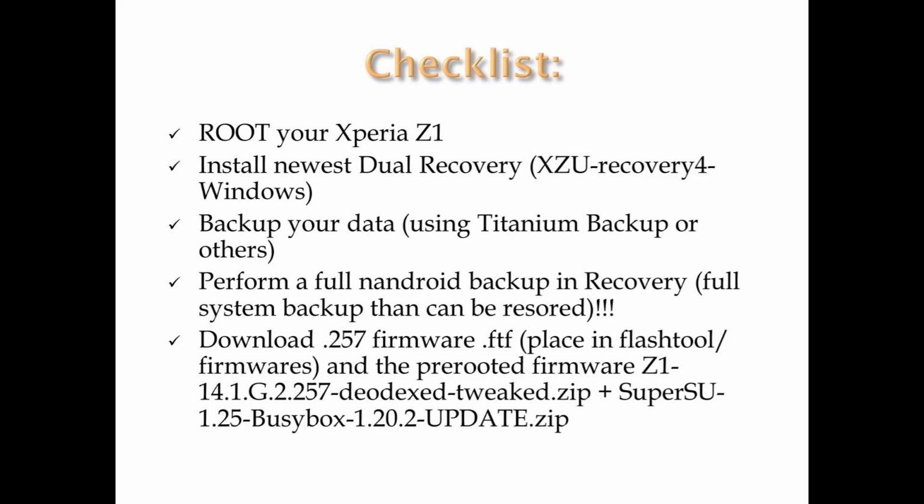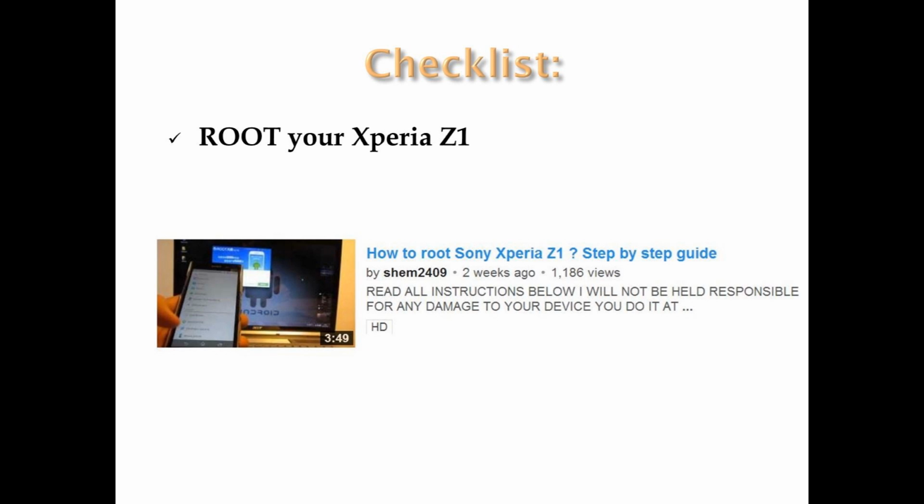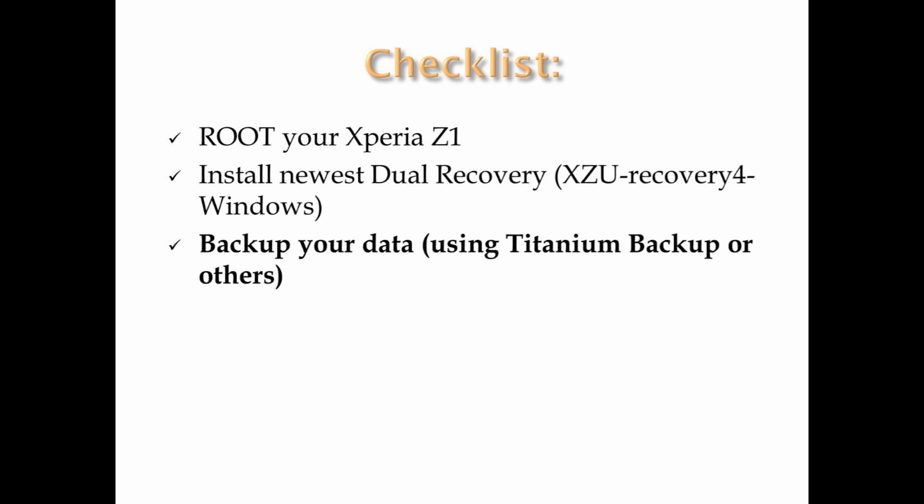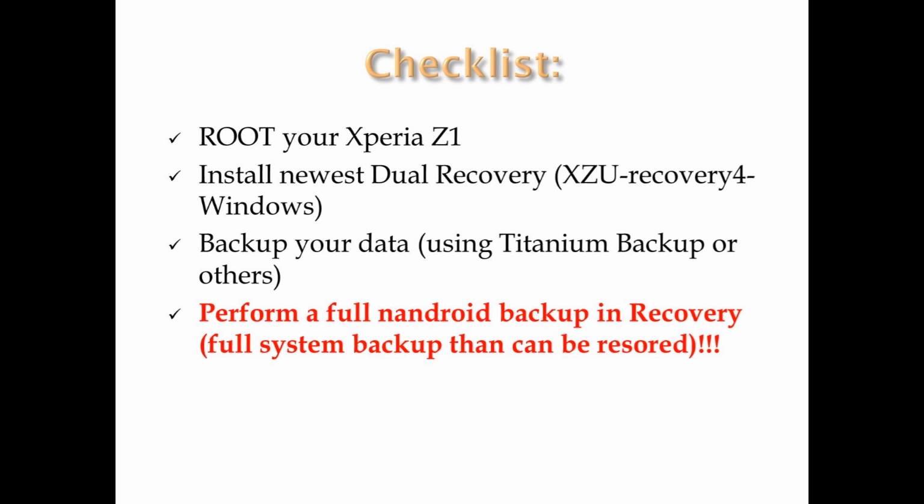So before going any further, I've prepared a checklist for you. To be able to root the newest firmware on the Sony Xperia Z1, you need to first be rooted. If you're not yet, just follow my video. Then you need to install the newest dual recovery, and there is a link in the video description for that. You need to back up all your data using Titanium Backup or any other app that backs up the data, if you have any that you want to keep, because this procedure will wipe all data and update your phone. Then perform a full non-Android backup in recovery. By going into recovery and doing a backup there, it'll back up your whole system, so you can always return to the previous state.